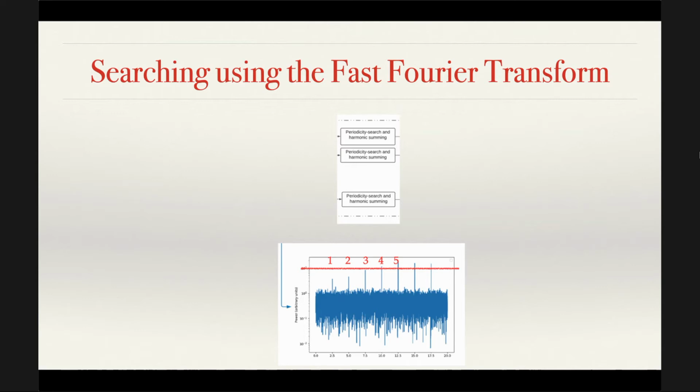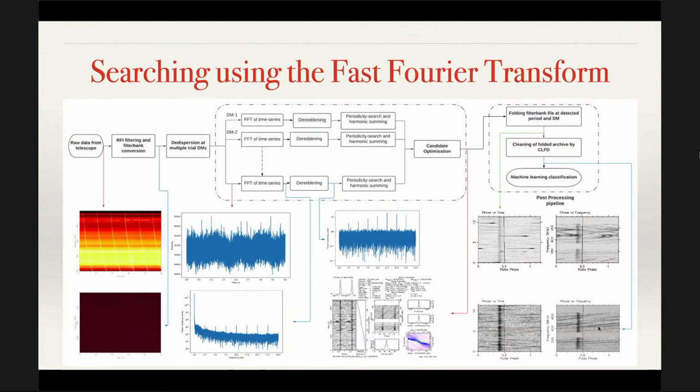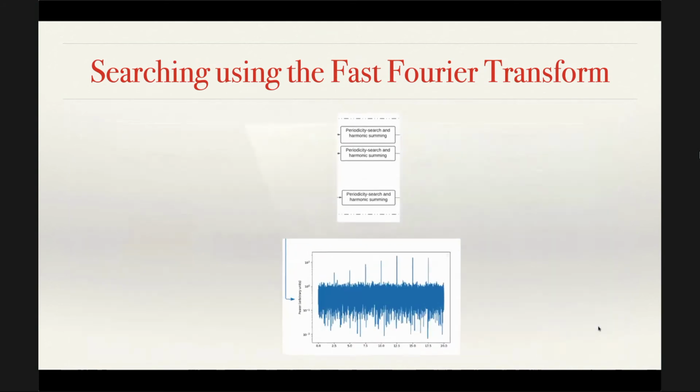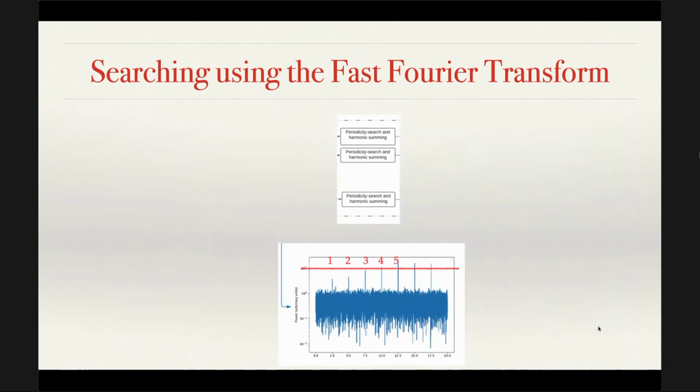The number of harmonics that you see relates to the frequency of the sinusoids that are needed to make up the shape of your pulse profile. And so these harmonics tell you not only that you potentially have a real signal, but they also tell you the true frequency of the rotation of the source.